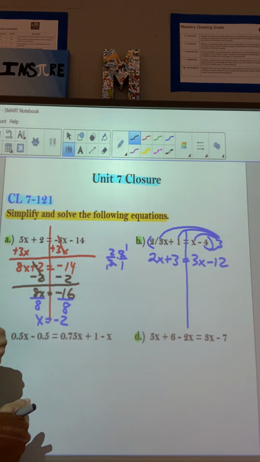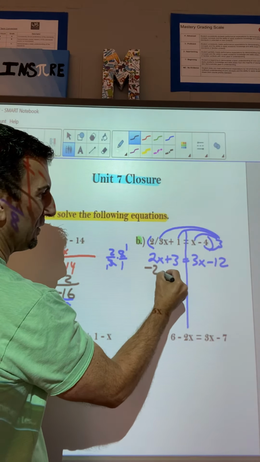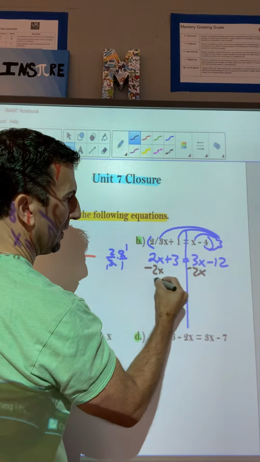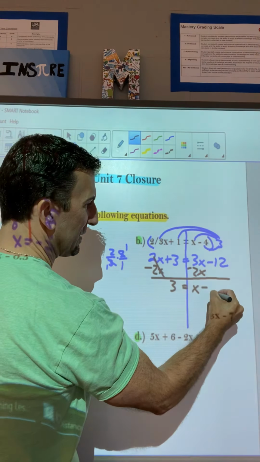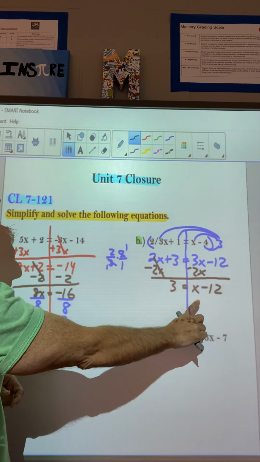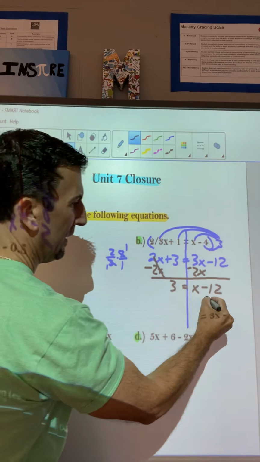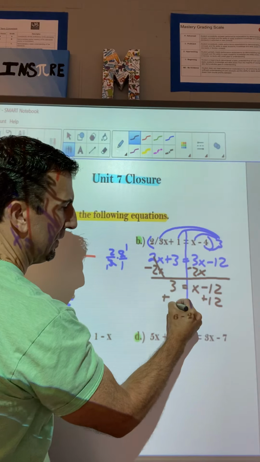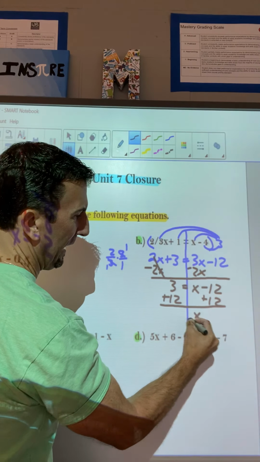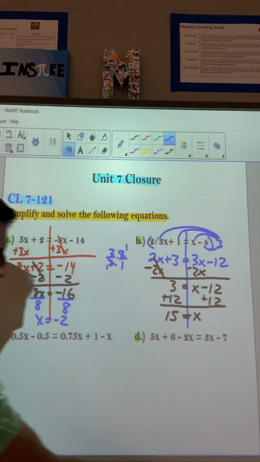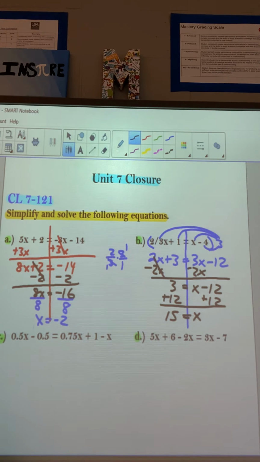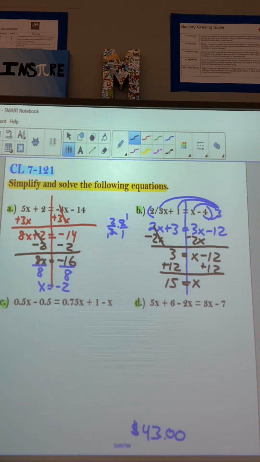Now let's just simply solve it. Subtract our 2x. 3 equals x minus 12. X is over here. Let's get rid of the minus 12. And we're going to add 12. So x equals 15. Okay, let's get down to this one. And I'll move this up for you so it's a little bit easier.